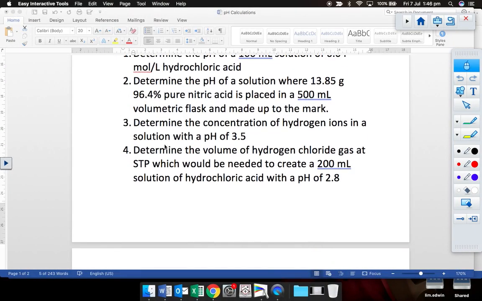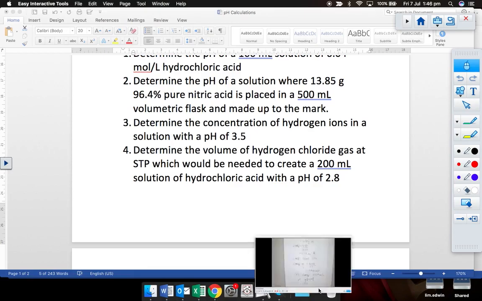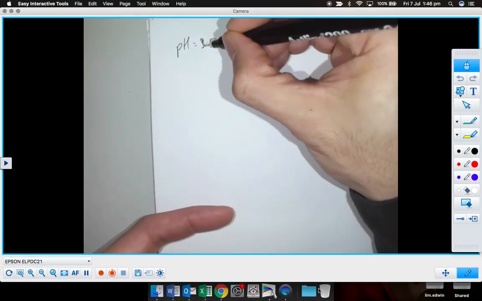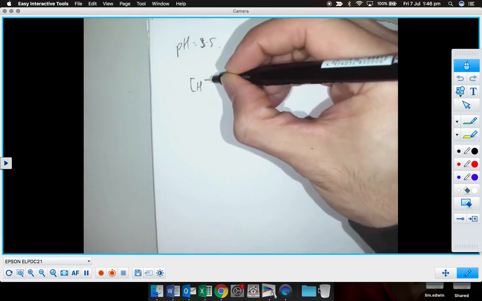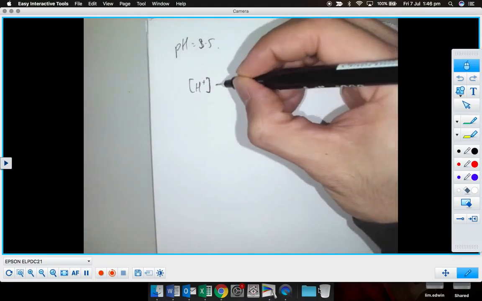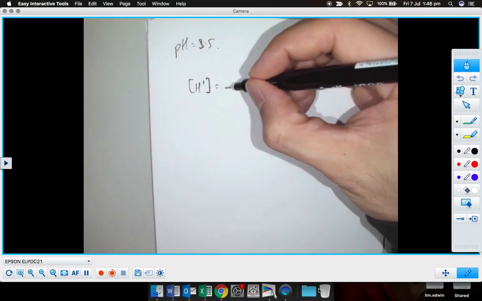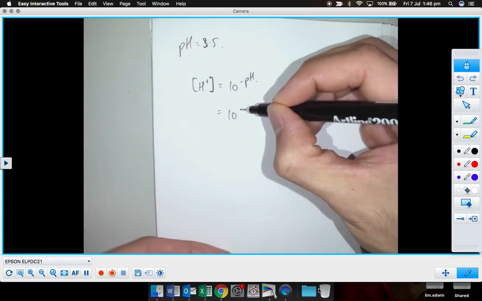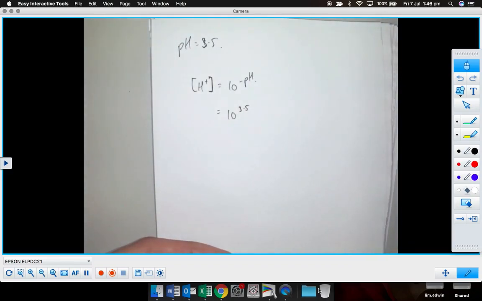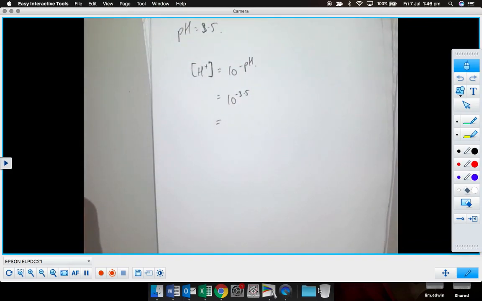The next question. Determine the concentration of hydrogen ions in a solution with a pH of 3.5. So the pH is equal to 3.5, and we're looking for the concentration of hydrogen ions. Do you remember the way that we can work out the concentration of H+ ions from the pH? The H+ concentration is equal to 10 to the power of negative pH. So that's 10 to the power of negative 3.5.